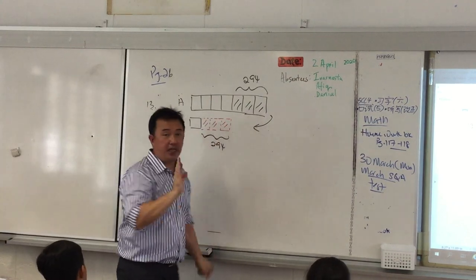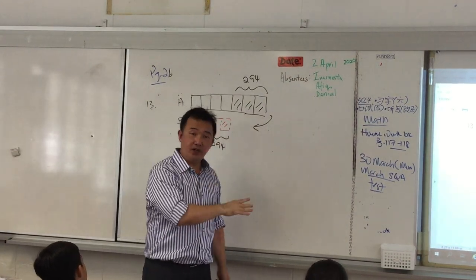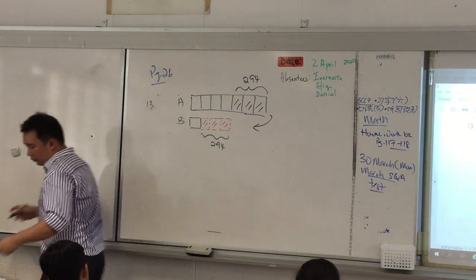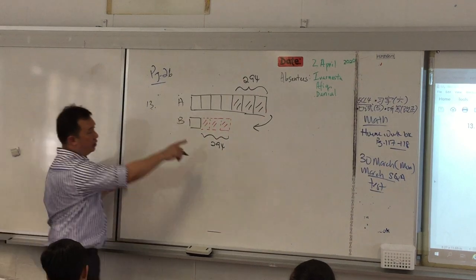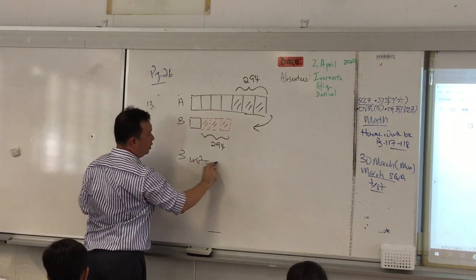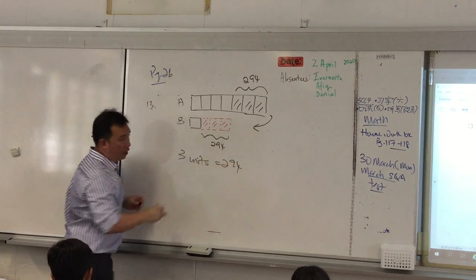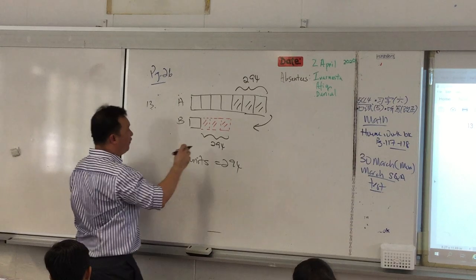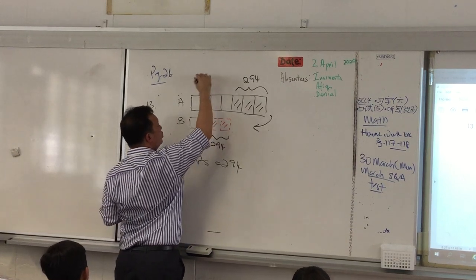I'm mindful of the snack time. So let me finish this question and then I'll give you the snack time. Since we know this, it's very simple now. You know my three units will be 294. The question wants to know how many marbles were there in box A at first?